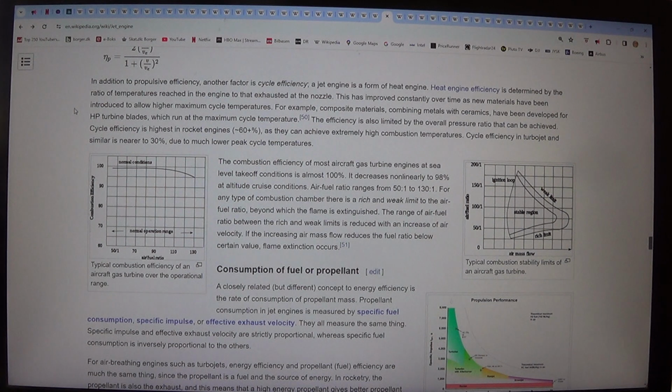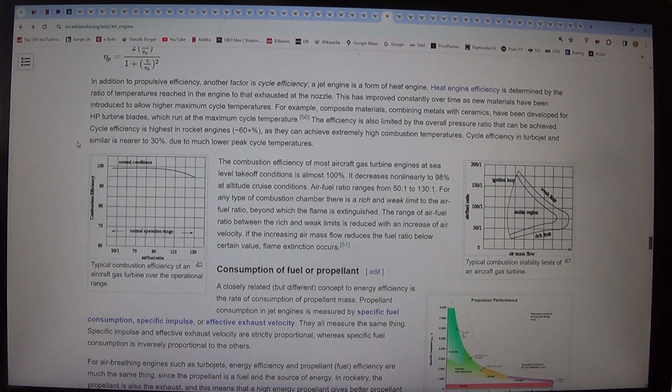In addition to propulsive efficiency, another factor is cycle efficiency. A jet engine is a form of heat engine. Heat engine efficiency is determined by the ratio of temperatures reached in the engine to that exhausted at the nozzle. This has improved constantly over time as new materials have been introduced to allow higher maximum cycle temperatures. For example, composite materials, combining metals with ceramics, have been developed for HP turbine blades, which run at the maximum cycle temperature. The efficiency is also limited by the overall pressure ratio that can be achieved.